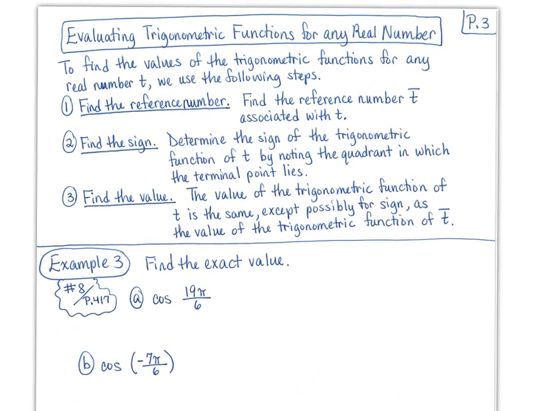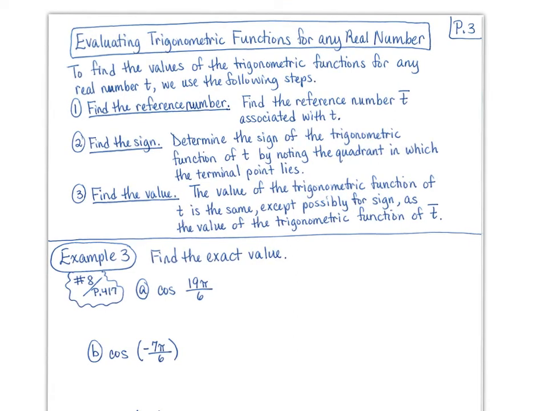So, evaluating trigonometric functions for any real number. To find the values of the trigonometric functions for any real number t, we use the following steps. 1, find the reference number, or reference angle, t bar, associated with t. 2, find the sign: determine the sign of the trigonometric function of t by noting the quadrant in which the terminal point lies. 3, find the value: the value of the trigonometric function of t is the same, except possibly for the sign, as the value of the trigonometric function of your reference angle. Okay, so let's find the exact value.